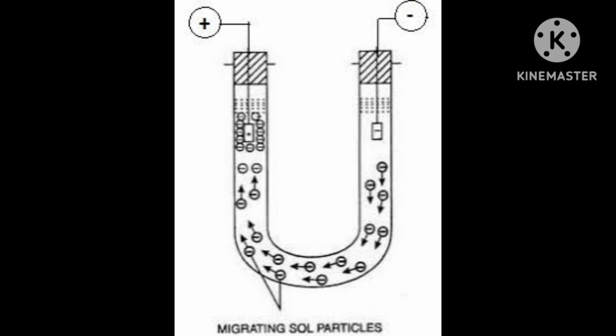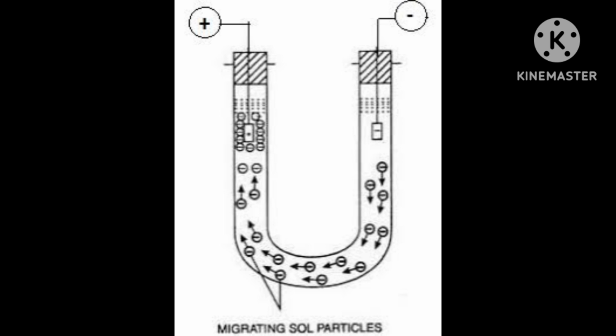the colloidal particles move towards one or the other electrode. The movement of colloidal particles under an applied electric potential is called electrophoresis. Again, listen carefully. The movement of colloidal particles under an applied electric potential is called electrophoresis.